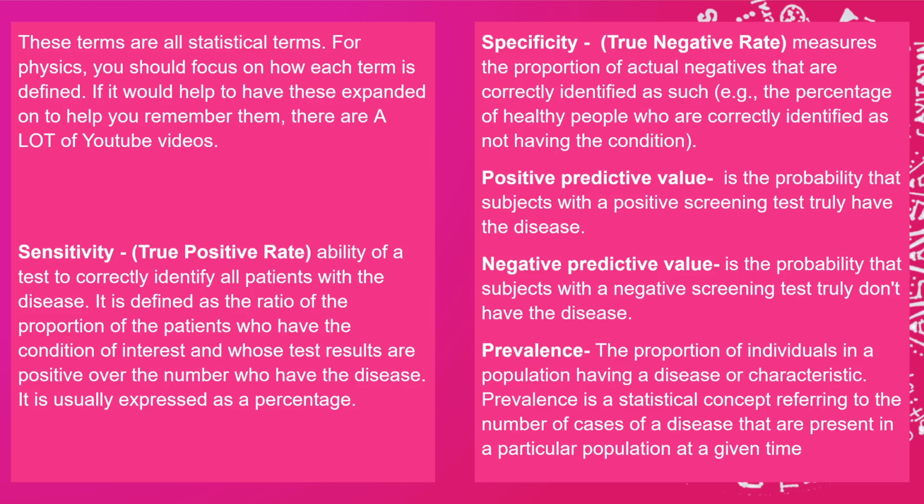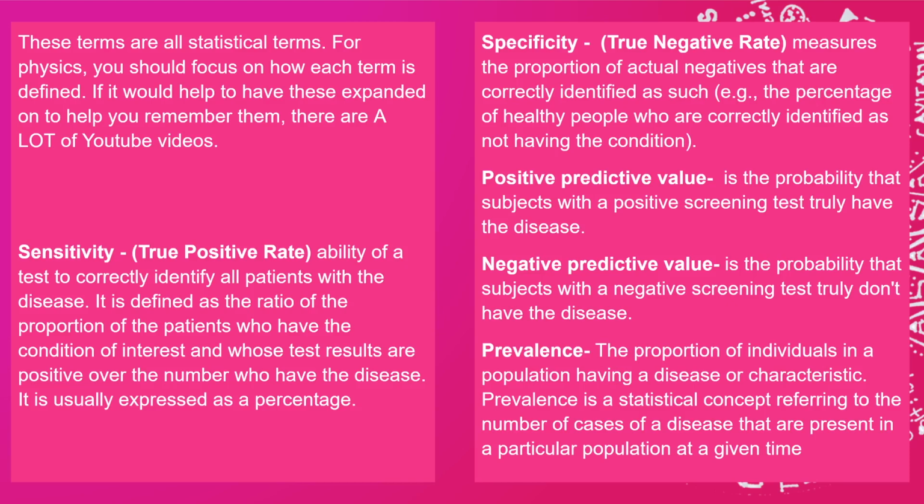Now, a couple other terms that you might hear in regards to gold standard tests or to the realm of how accurate tests are: positive predictive value and negative predictive value. So the positive predictive value is what is the probability that subjects with a positive screening test truly have the disease, where the negative predictive value is what is the probability that subjects with a negative screening test truly don't have the disease.